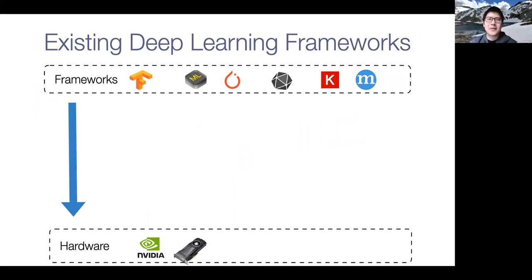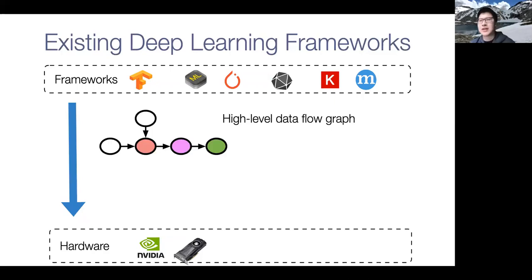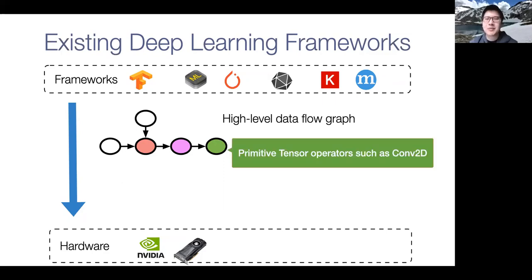Most of the existing deep learning frameworks express the computations of a deep learning model in what we call a computational graph or high-level data flow graph. What's special about those data flow graphs is that each colored node here corresponds to primitive tensor operations such as matrix multiplication or high-dimensional convolution.